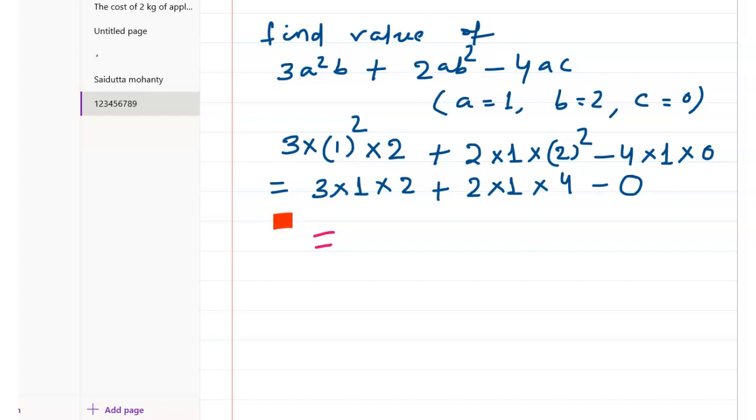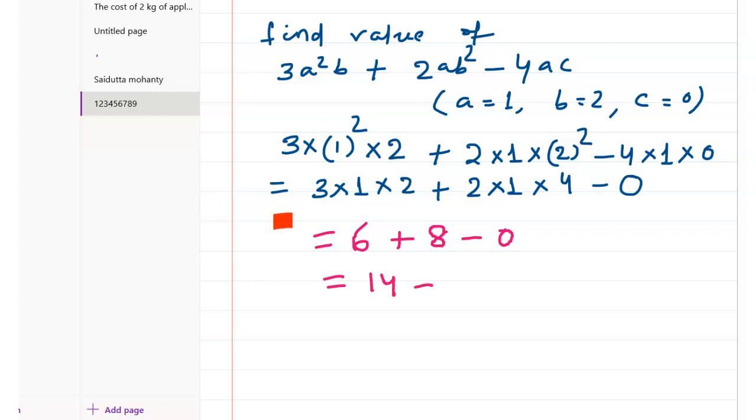So this becomes 3 into 1, 3 into 2 is 6, plus 2 into 1, 2 into 4 is 8, minus 0, which is your 14.